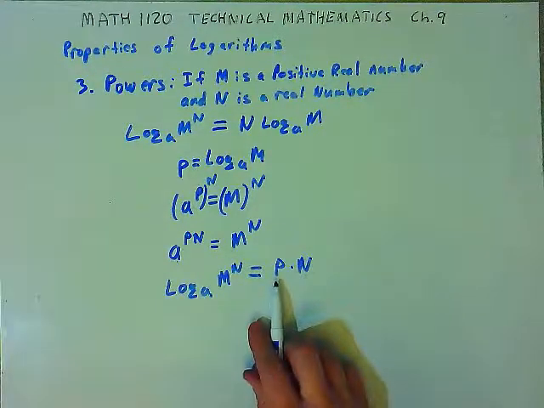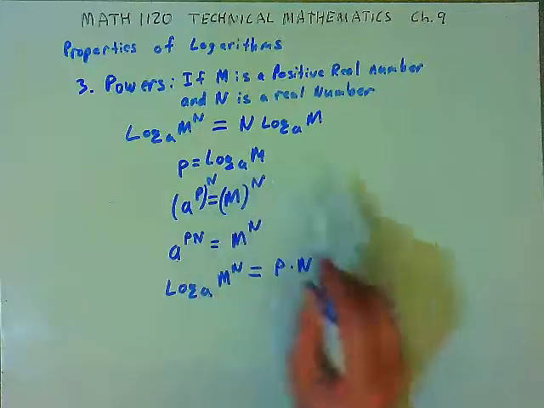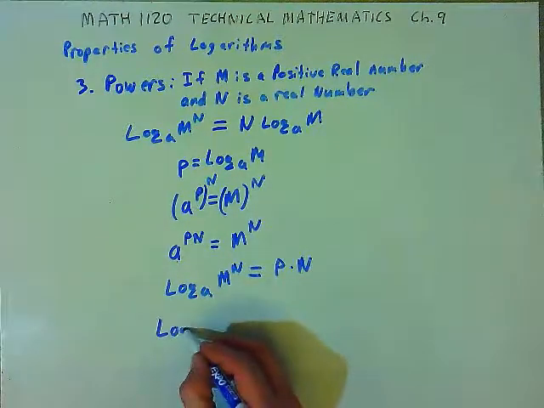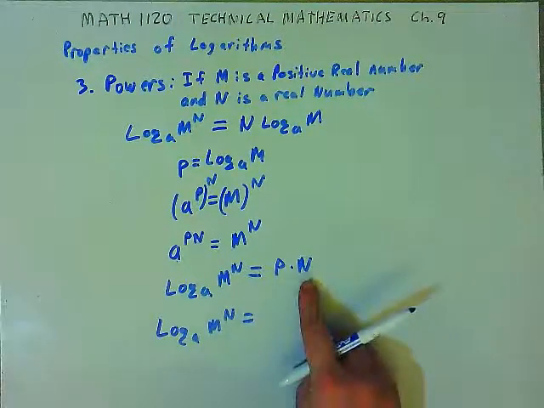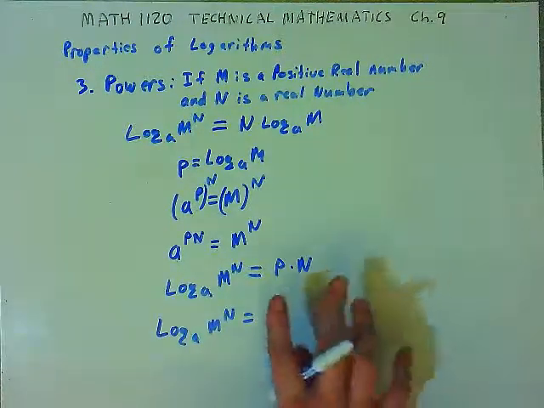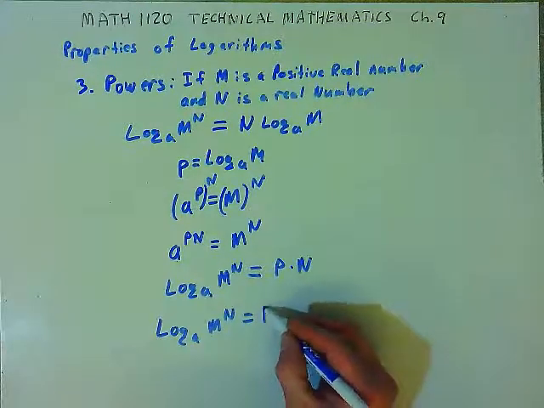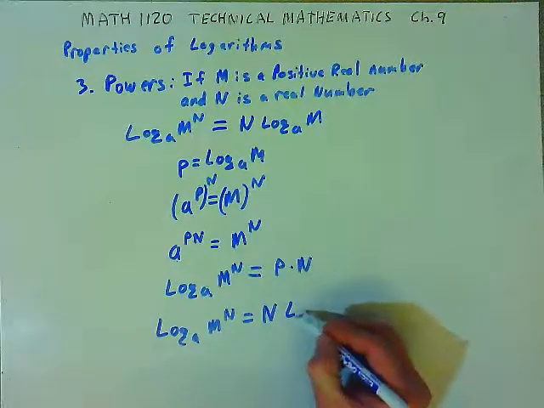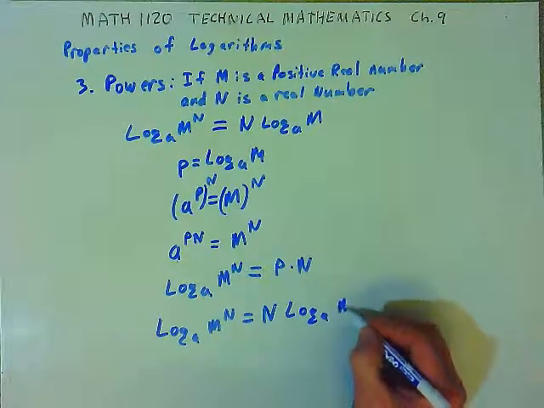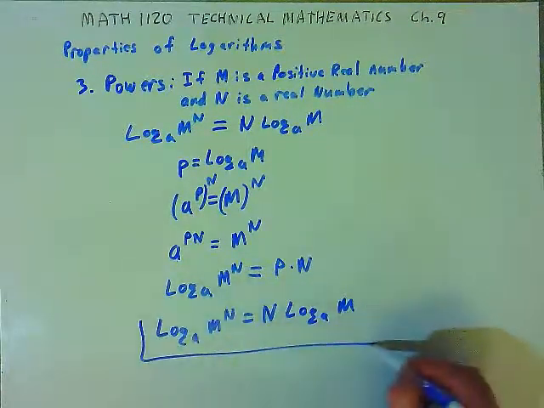And remember what p was. p was log base a of m. So this says that the log base a of m to the n power is equal to p times n, or n times p. I'm allowed to switch them when they're multiplied, right? So I'm going to switch them. I'm going to write the n first. And then p was log base a of m. And that's a proof of this property.